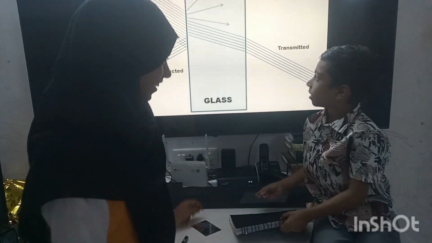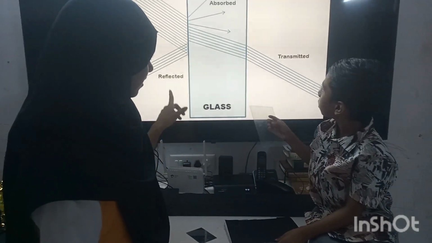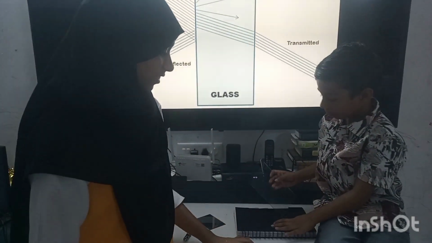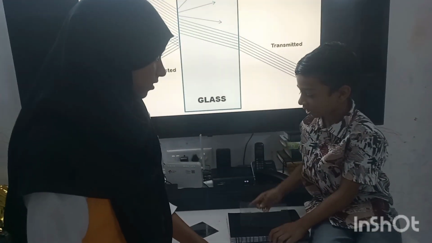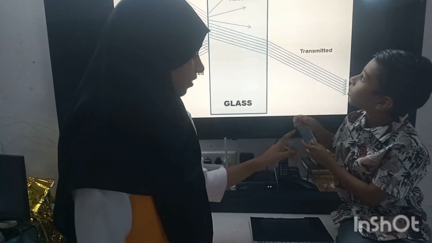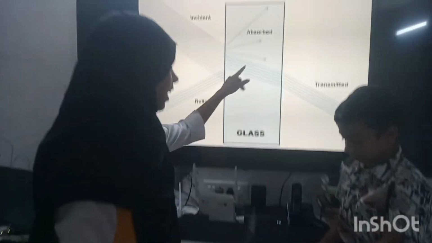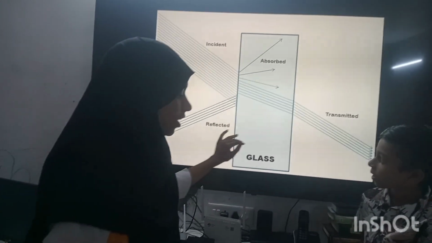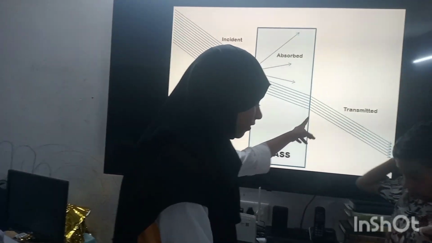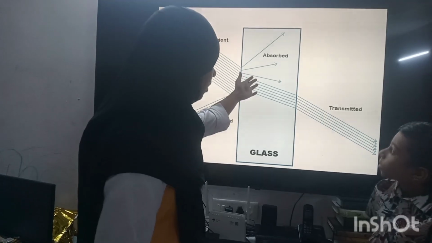Absorption and transmission, absorption, reflection. Absorption plus transmission equals reflection. No, I said glass does transmission, absorption and reflection. When I keep it in the black color, the transmitted light will be absorbed. So the transmitted light turns into absorbed.